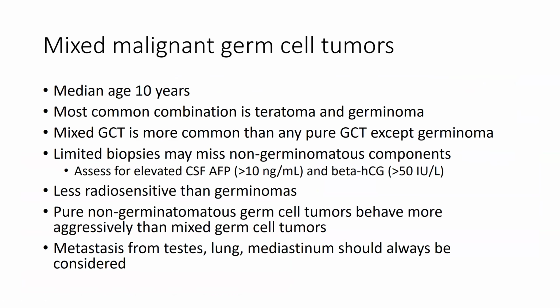And then the third category, which we're always screening for, is the mixed malignant germ cell tumor. These have a median age of about 10 years in the CNS. The most common combination is teratoma with germinoma. And mixed germ cell tumors are more common than any of the pure germ cell tumors except germinoma. So we see these more than any pure, for example, choriocarcinoma or yolk sac tumor.